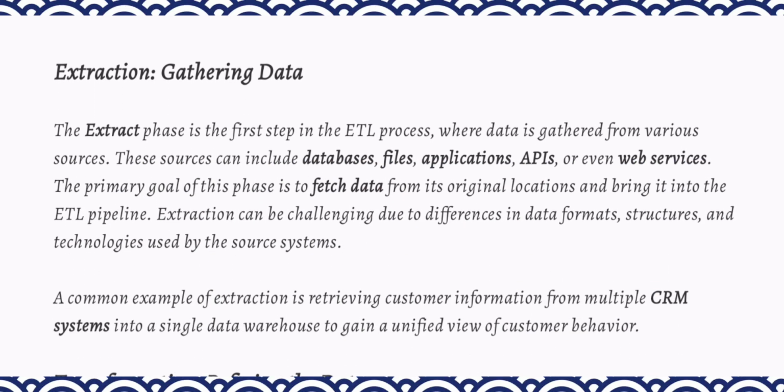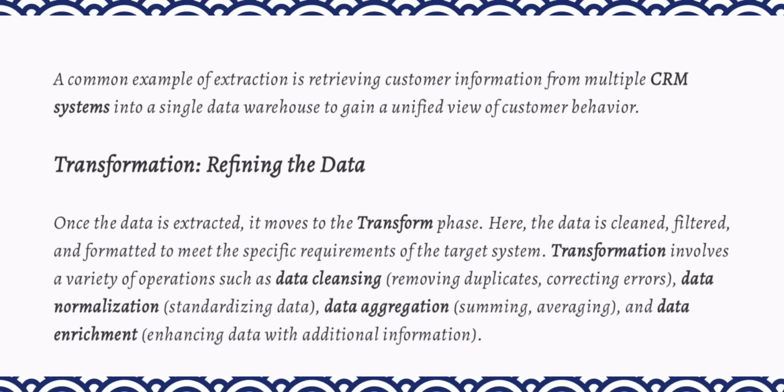Extraction, gathering data. The extract phase is the first step in the ETL process, where data is gathered from various sources. These sources can include databases, files, applications, APIs, or even web services. The primary goal of this phase is to fetch data from its original locations and bring it into the ETL pipeline. Extraction can be challenging due to differences in data formats, structures, and technologies used by the source systems. A common example of extraction is retrieving customer information from multiple CRM systems into a single data warehouse to gain a unified view of customer behavior.